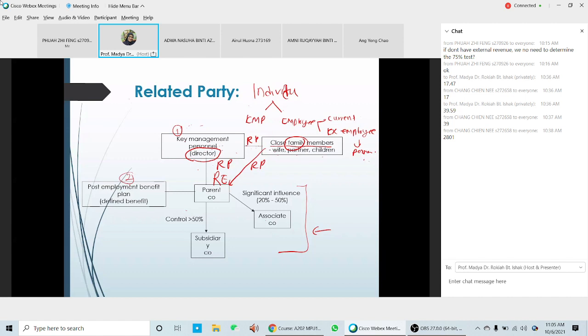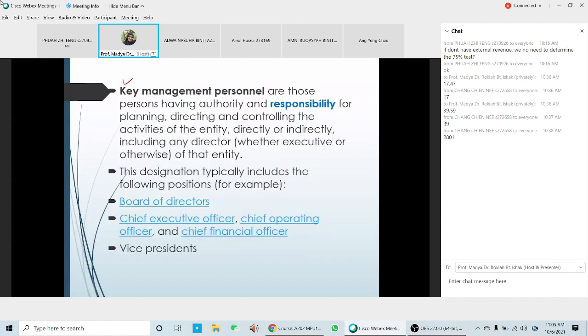Okay. So now we're going to look at the details about key management personnel. Who are they? They are those having authority and responsibility in planning, directing, and controlling the activity of the entity, either directly or indirectly. So it includes any director, whether executive or non-executive, of the company. The designation typically includes the following positions, or all the board of directors. A company may have 8 members or 10 members, but for a formulations company it is limited to 15. All of these 10 or 8 members are considered key management personnel.